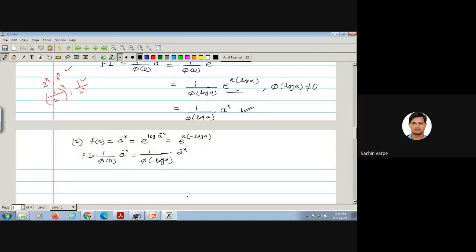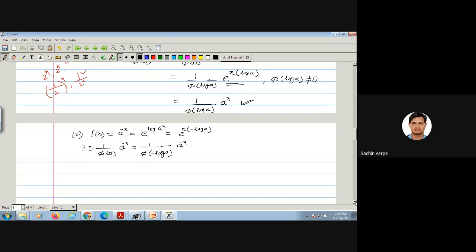Is this okay? The same thing as the previous one. We have written a raised to minus x in terms of exponential, and then we have replaced d by minus log a. Is this okay?